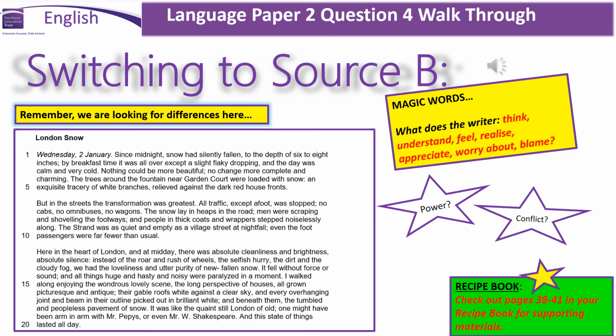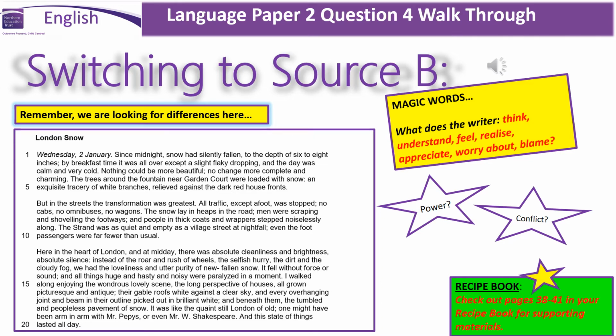Wednesday, 2nd of January. Since midnight, snow had silently fallen to the depth of 6 to 8 inches. So straight away the description, and in particular that verb phrase, silently fallen, this writer has got a very different tone when he is describing the snow. By breakfast time it was all over except a slight flaky dropping, and the day was calm and very cold. Nothing could be more beautiful, and we've got a very strong opinion there.